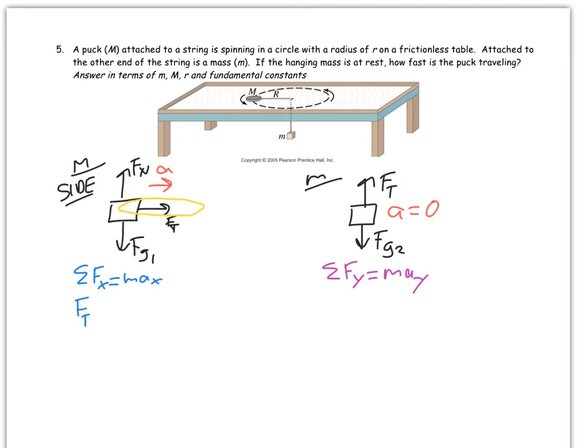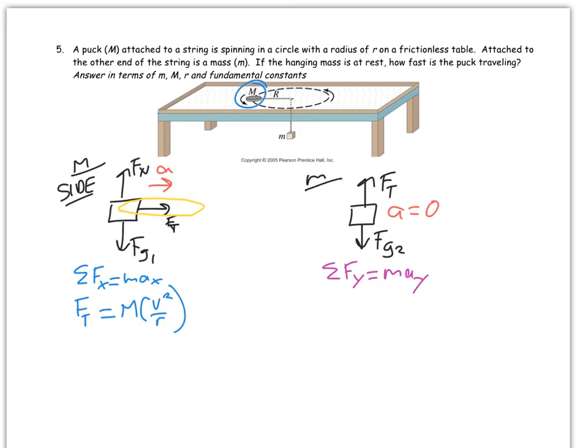I could do my y, which would tell me that my normal force equals that force of gravity, but because we're not dealing with friction, that doesn't actually matter here. So I can just say that Ft, that force of tension, is equal to m, and I'm going to substitute in big M because that's what its mass is, times this acceleration, which is v squared over r.